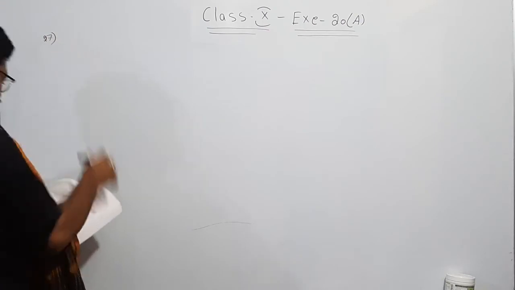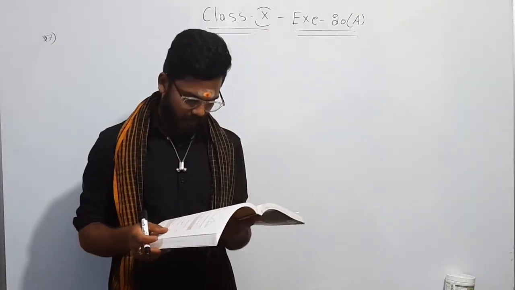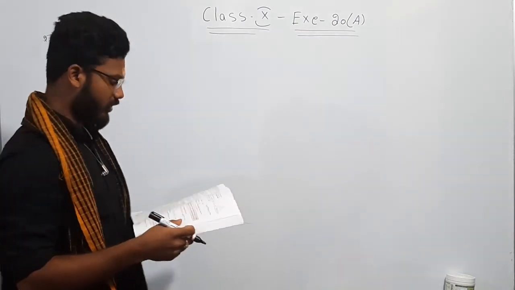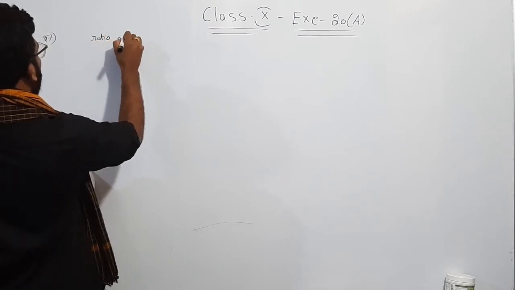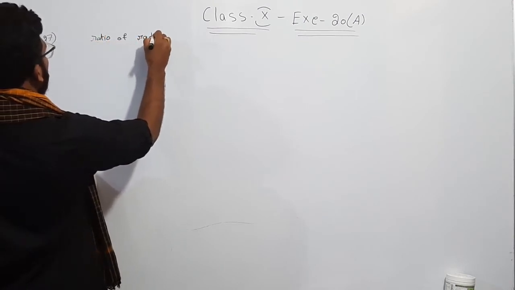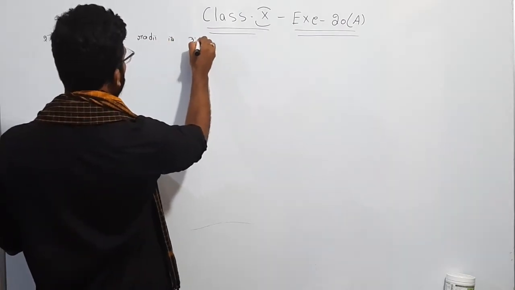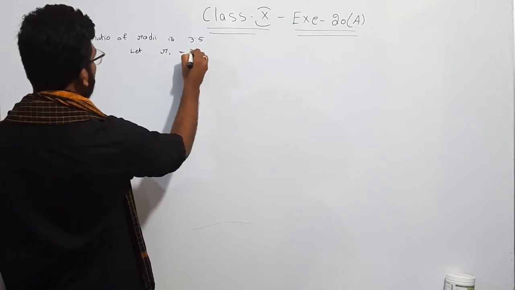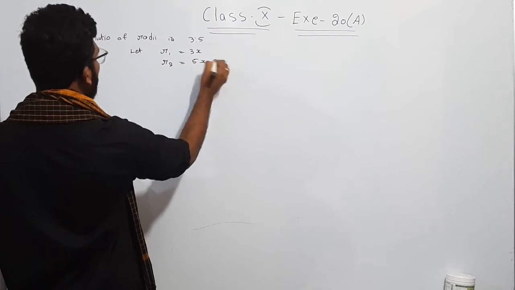See what they give. Two right circular solid cylinders have radii in the ratio 3:5 and heights in the ratio 2:3. So what do they give? Ratio of radii is 3:5. So we can take the radius of the first one as 3x and the radius of the second one as 5x.